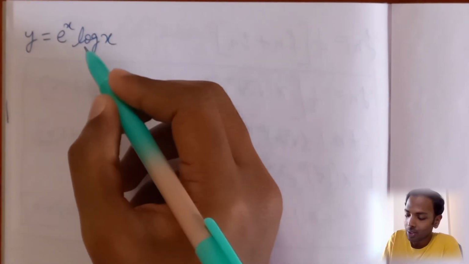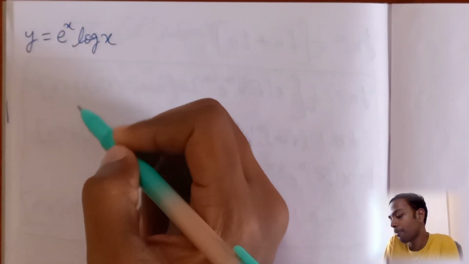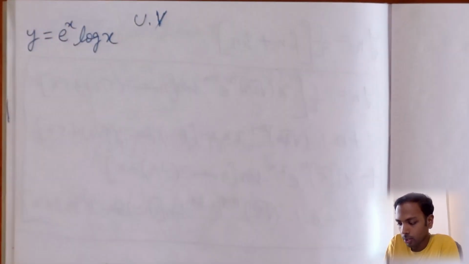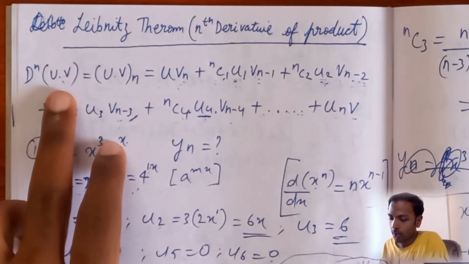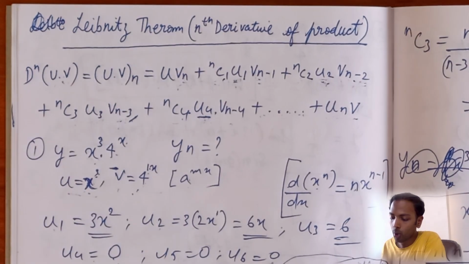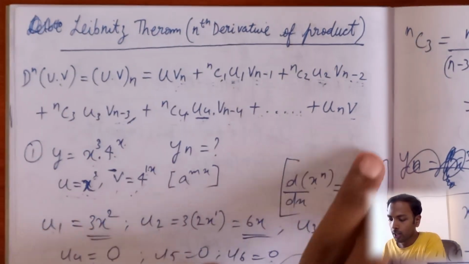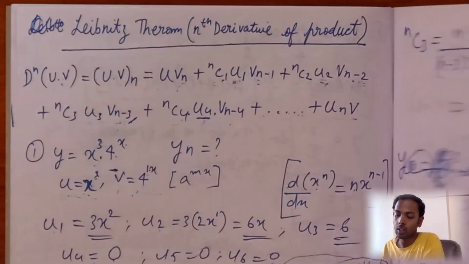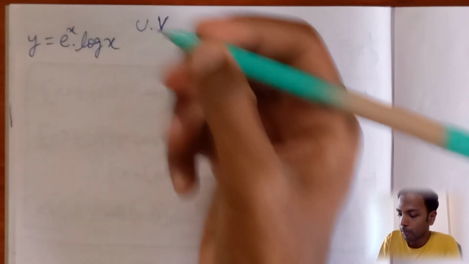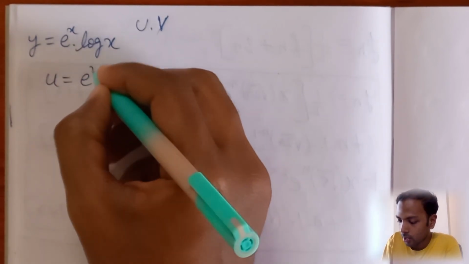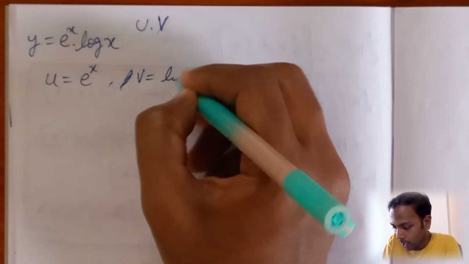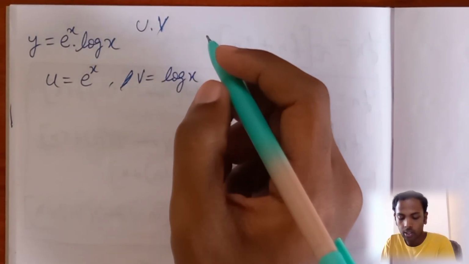Okay, so let's continue. So y is equal to e power x into log x. Okay, so this is clearly in the form of u into v, because Leibniz theorem tells that if anything is in the form of u into v, where u and v are two functions multiplied together, then this is the Leibniz formula that you should apply in order to find the nth derivative of this expression. So here y is equal to e power x into log x. Here you can clearly see that u will be e power x, and then v will be log x, right?